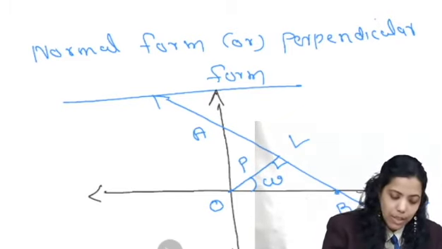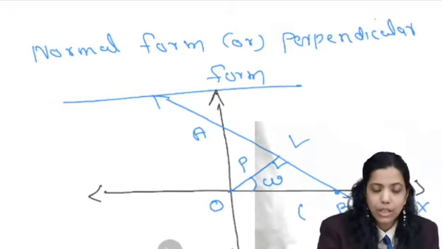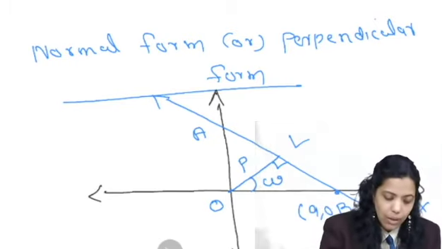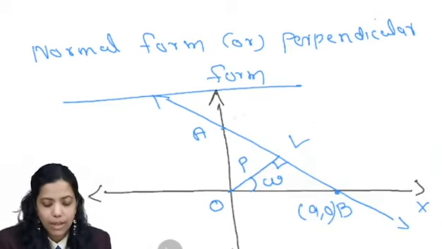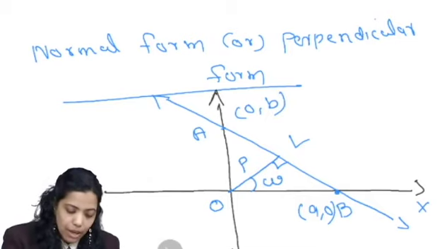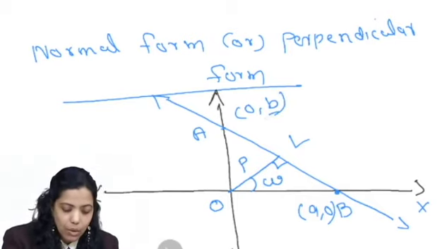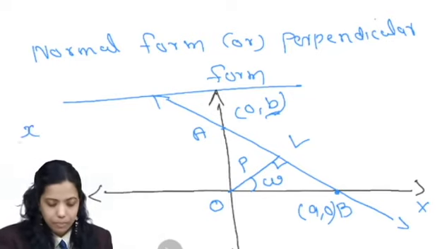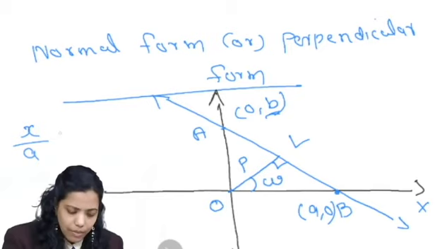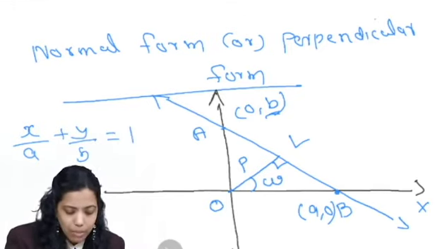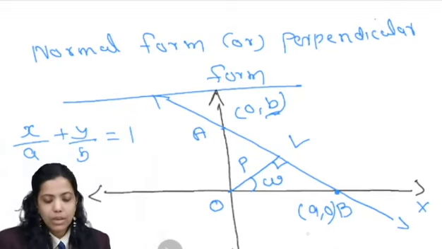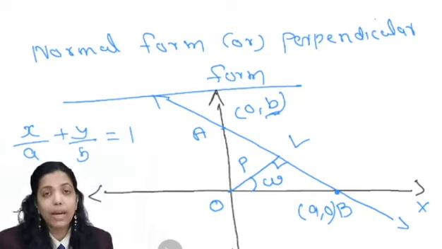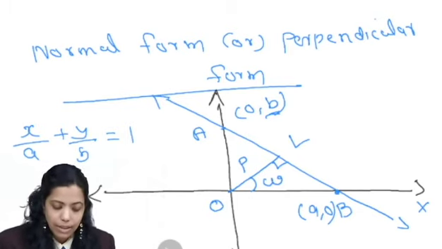If we consider the point B, it is the intersection of the line with the x-axis. So here I consider it as (a, 0), where a is the x-intercept. And the other point is (0, b), where b is the y-intercept. So we can apply the intercept form formula x by a plus y by b equal to 1. Here we just want to find the values of a and b first, then we can get that answer.